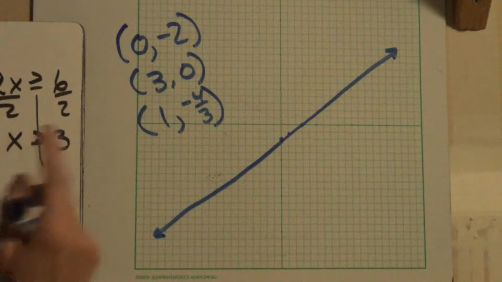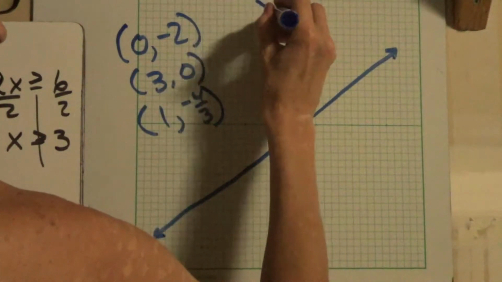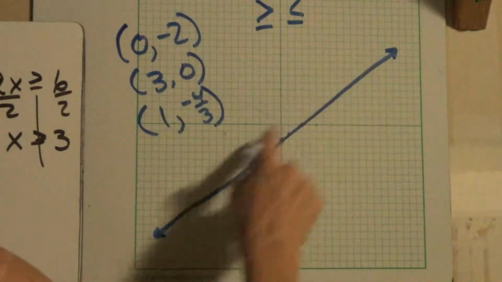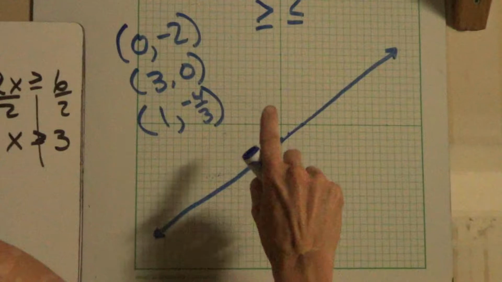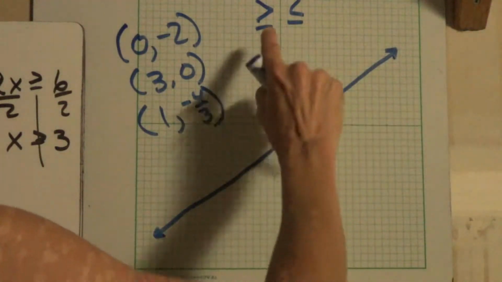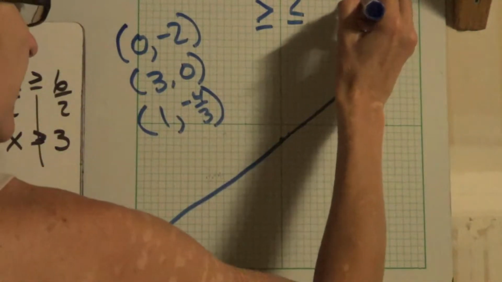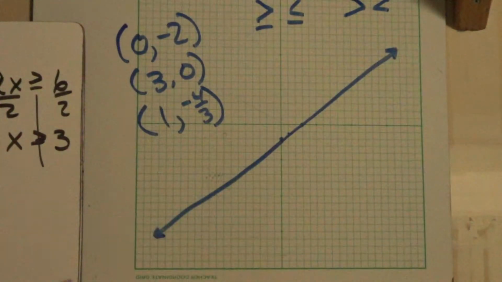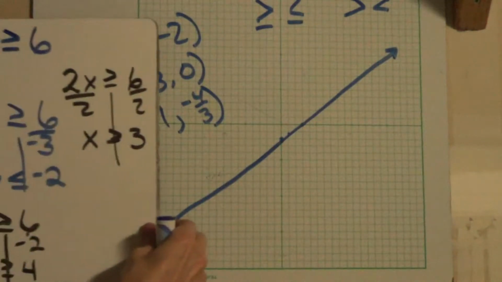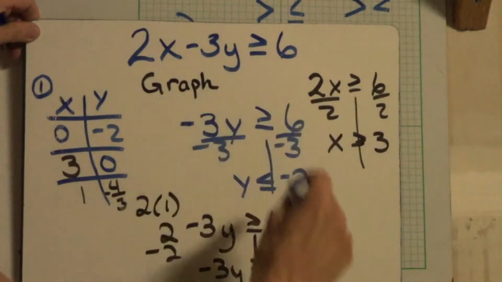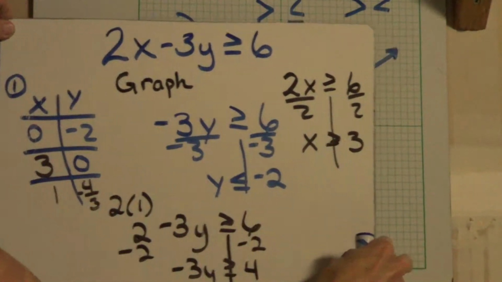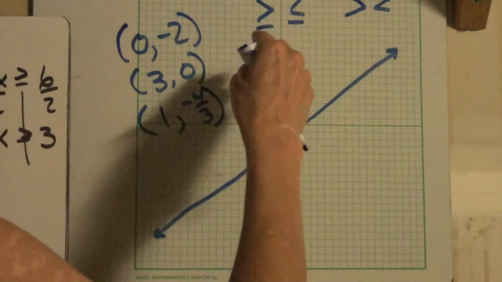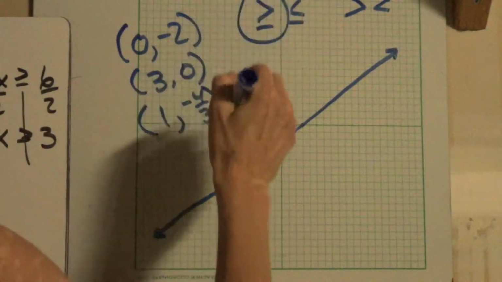Now, we need to go back and look. If it was an equals to with the inequality, then we keep the straight line showing that the point can fall on there. Keep the solid line showing the point can fall on there. If it is a greater than or less than without the line, then we dash this line showing that it can't be on there. And when we look back, we see that it does have the equality, so we leave that.